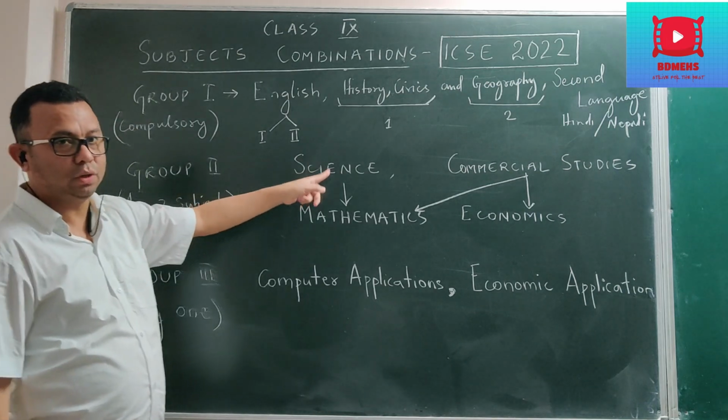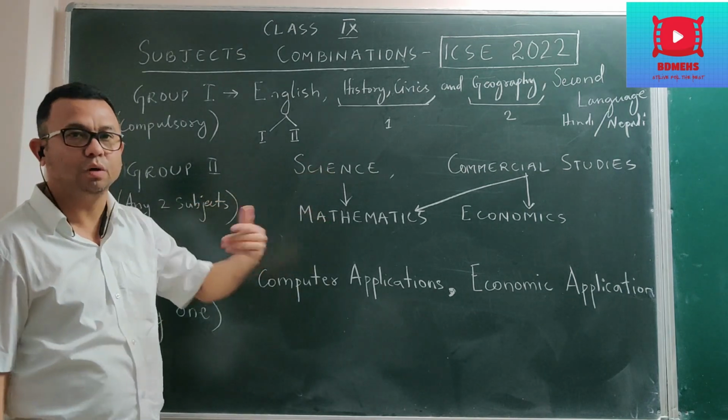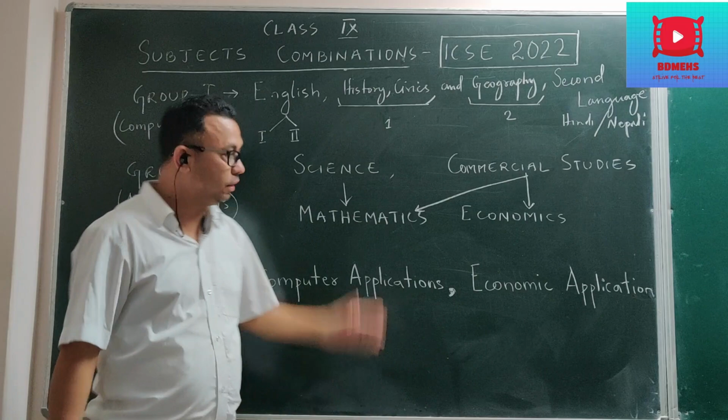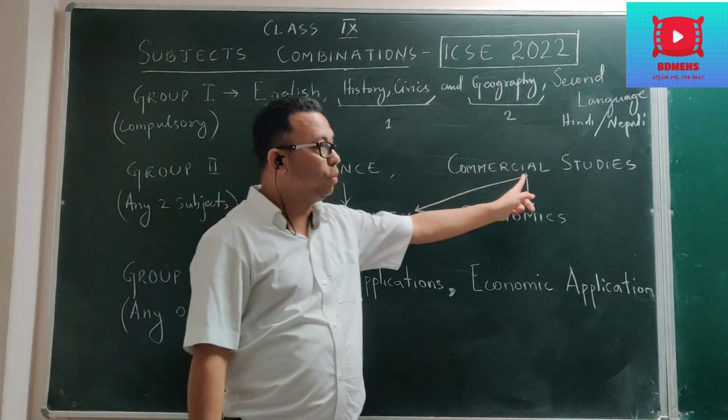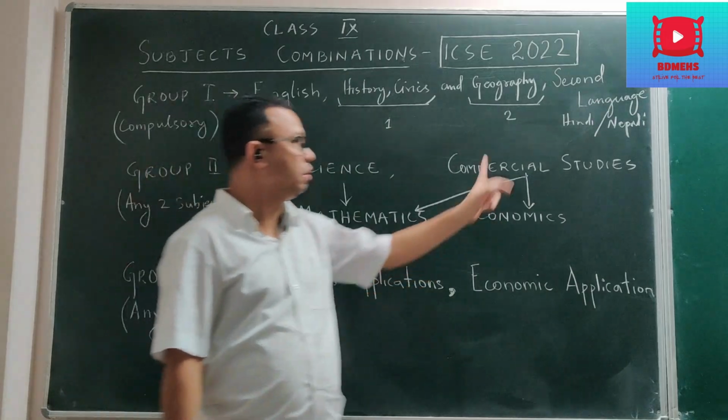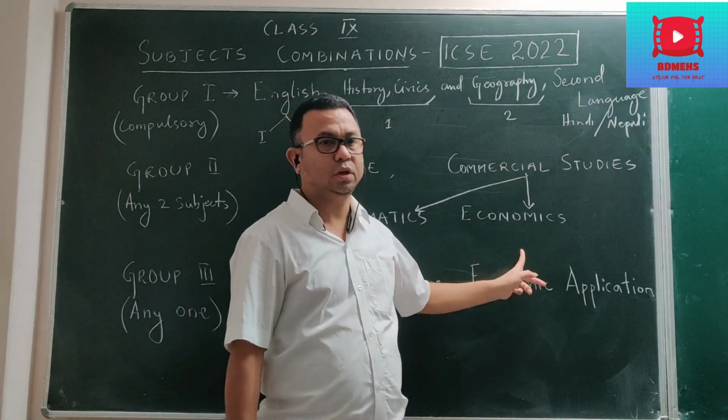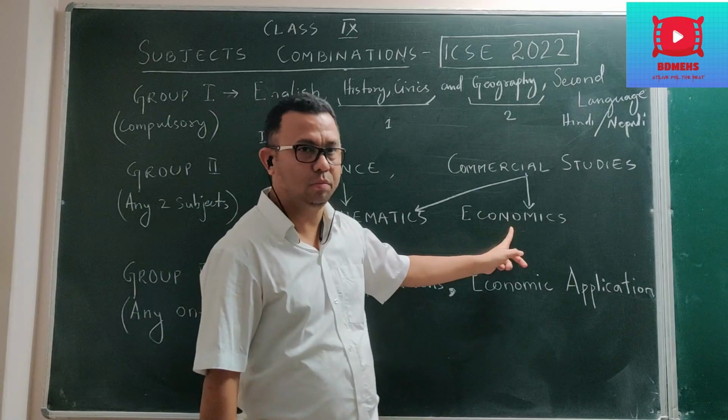That means for a science student, you have to take maths. So these are the 2 subjects you have to take. You don't have much option here. So science and maths. But for a commerce student, you can take commercial studies and mathematics, or commercial studies and economics. So those who are not taking maths can take economics with commercial studies.